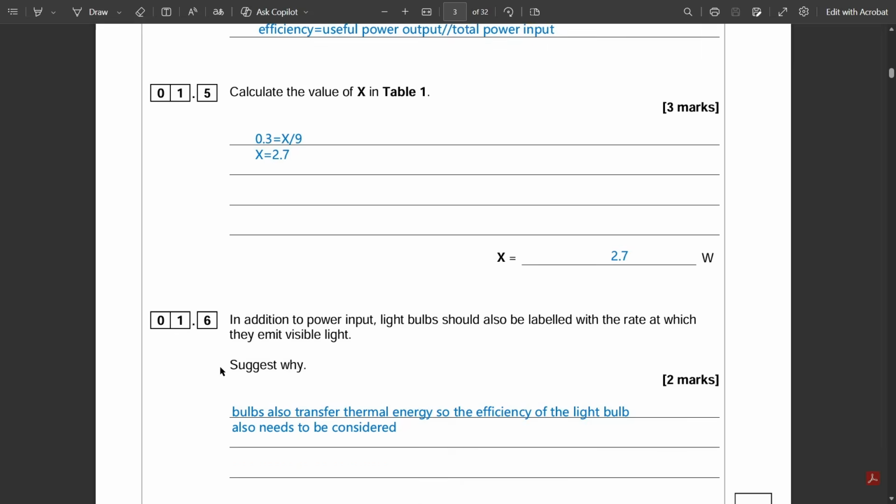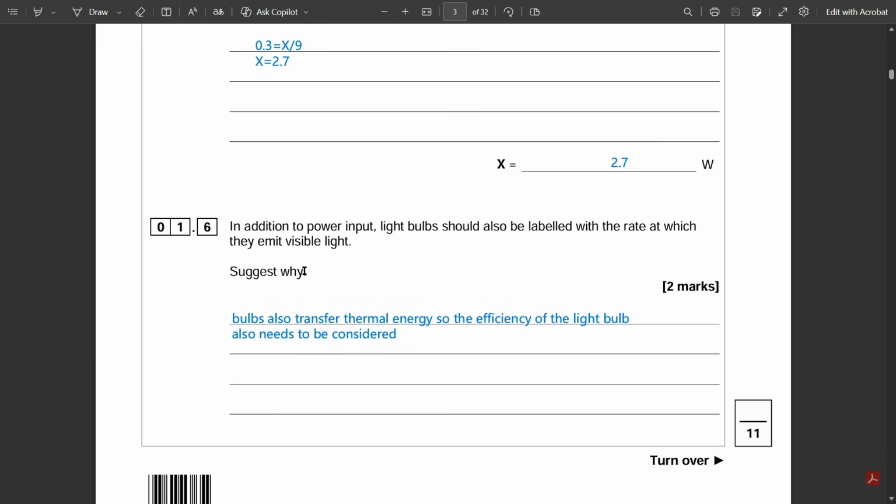Then for 1.6, in addition to power input, light bulbs should also be labelled with the rate at which they emit visible light, and we're asked to suggest why. That is because bulbs also transfer thermal energy, so the efficiency of the light bulb also needs to be considered. So let's say we have the worst light bulb ever. It's not even a light bulb, it's just a brick that you transfer energy into, and you call it a light bulb.